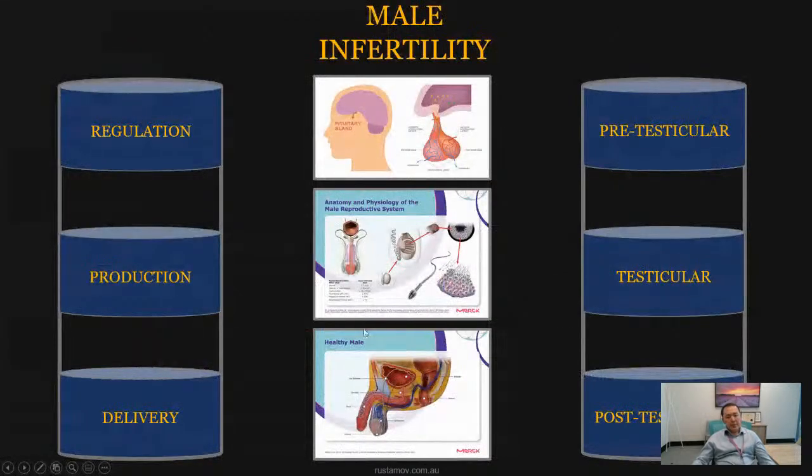Yes, we can see from this presentation there are three levels of governance of the process in male fertility, male reproduction. The level of regulation, we call pre-testicular. The level of production, we call testicular. And the level of delivery of the sperm is in the category of post-testicular. So it is very important to try and establish the exact cause and exact category of the condition causing male infertility, which we usually achieve by doing various investigations.